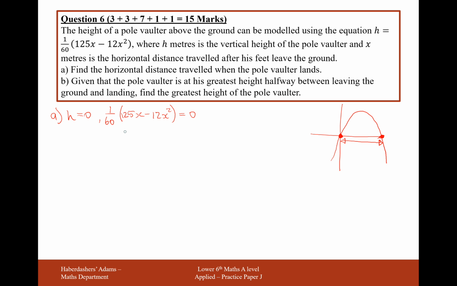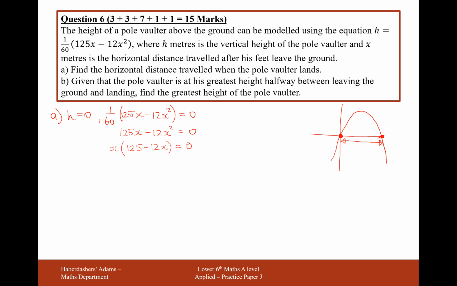We can get rid of the 1 over 60 to leave us with this. And what we want to find now is our x values when the height is equal to 0. That will tell us the horizontal distance travelled when his feet leave and touch back down to the ground. So, factorise out x to solve this equation.